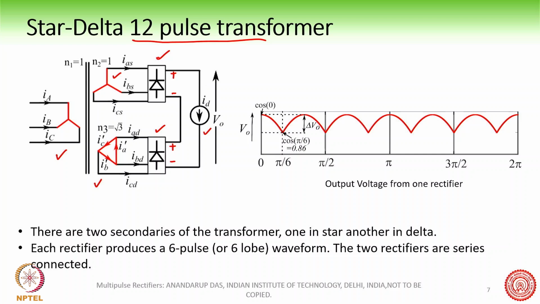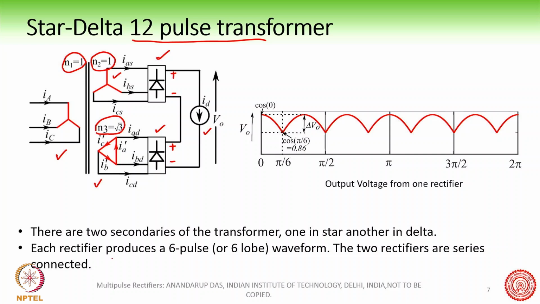Fine. Now one of the things that you should note is that there is a particular turns ratio of these transformers. If you can see here, N1 is equal to 1 and N2 is equal to 1, which means N1 to N2 is 1 to 1 for the star connected arrangement. However, N3 is equal to root 3. So the turns ratio between the primary and the delta is 1 to root 3. This is something we must keep in mind when this thing is going to operate.